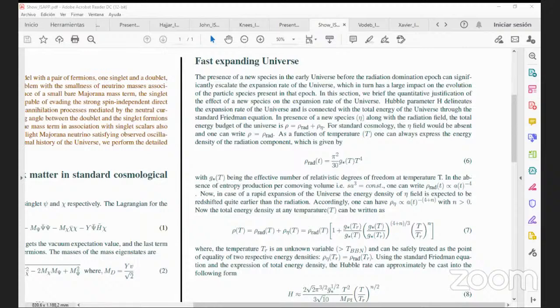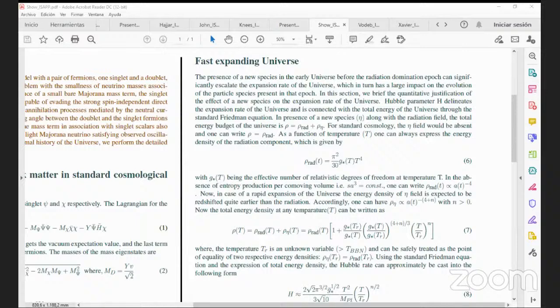We know that Big Bang nucleosynthesis happens when the universe is radiation dominated, but we still have no information about the energy budget of the universe just before the BBN. So there are several possibilities. The energy budget of the universe in the early universe can be dominated by some other species rather than radiation. And we will discuss one such possibility.